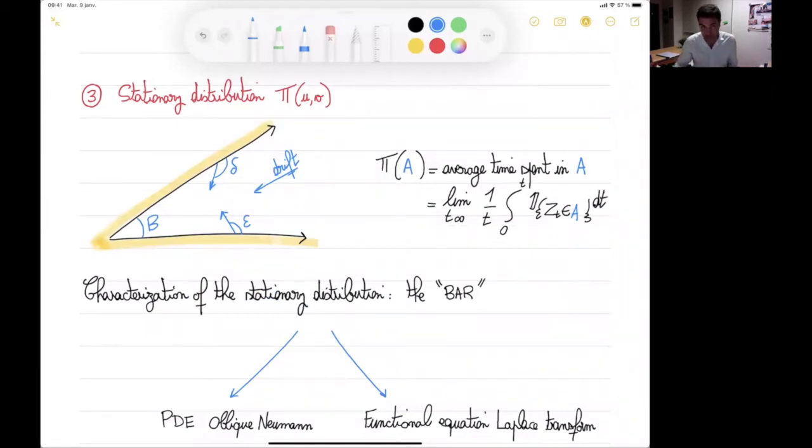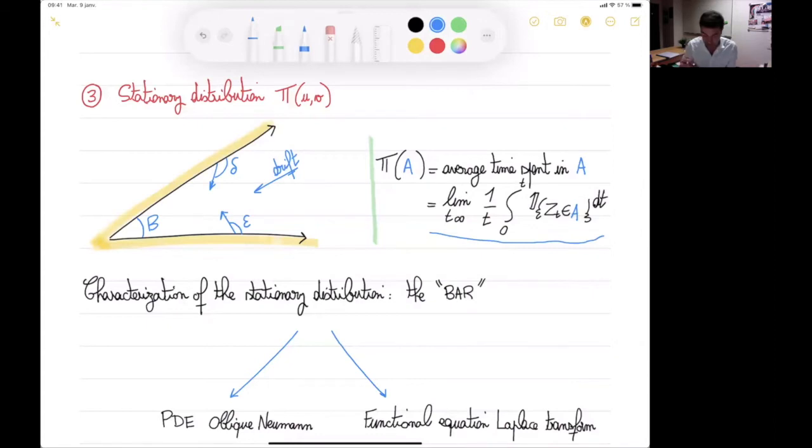Of course, in probability, we can introduce many different objects. And so today I'm going to look at what we call a stationary distribution. So to give a definition, in fact, I did it right here. So it has a very intuitive meaning. In fact, we're going to compute, let's say, a pi of A. A is any domain included in my cone, and by definition, it will be the average time spent in this domain between time 0 and time infinity. So said a bit differently, the formula I have written here. So we take 1 over t, and then we measure the time spent between 0 and t of the process in this domain A. Okay, so we have some number.